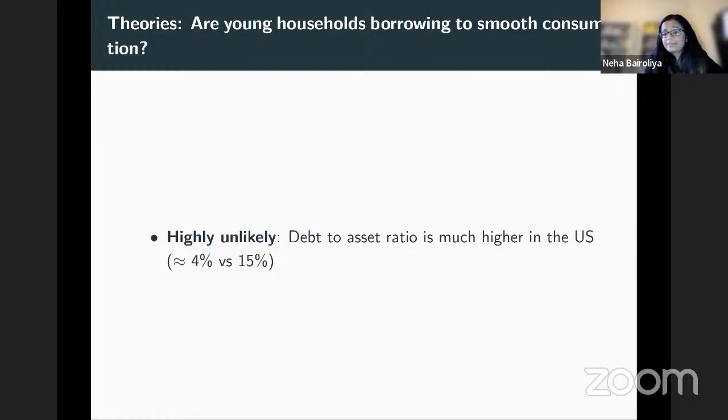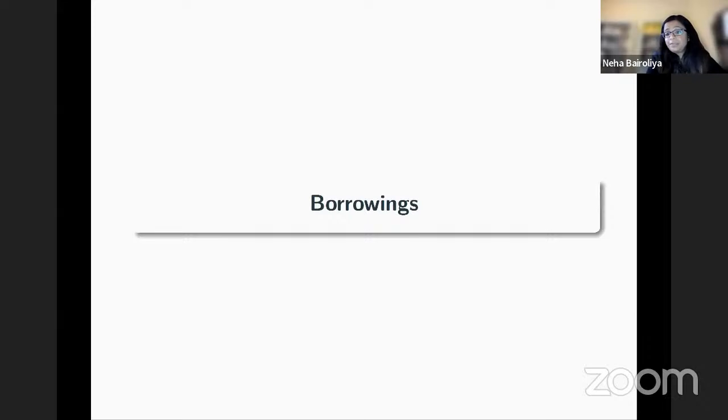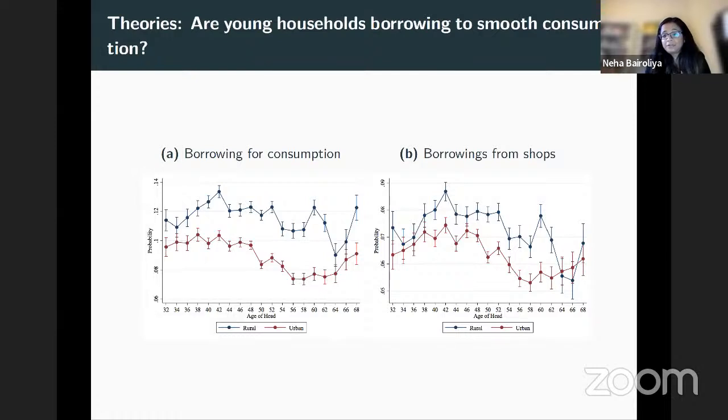It's highly unlikely. If you look at the debt to asset ratio, for the US it's much higher than for Indian households. For Indian households, it's about 3 to 4%, depending on whether you're looking at urban or rural areas, and it's 15% for the US households. Now in the survey, we cannot really look at the intensive margin of debt because we don't have that data, but we can look at the extensive margin quite a lot. And we do look at borrowings, and we see whether these young households are borrowing a lot. There's no clear pattern. There is a little bit of growth in borrowings, but it's not nearly enough to justify a flat consumption profile.